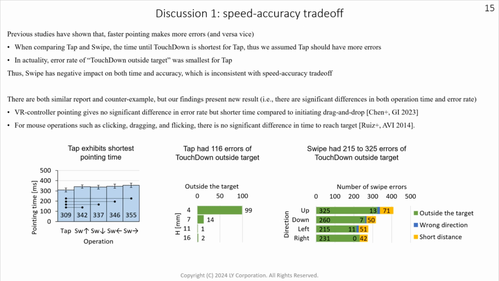As a discussion, when fairly comparing the pointing times, tap has the shortest time. Therefore, according to the speed accuracy trade-off, tap should have the highest number of errors at touchdown, but the number of such errors was the smallest for tap. This result contradicts the speed accuracy trade-off, and we found that swipe negatively affects both time and accuracy.